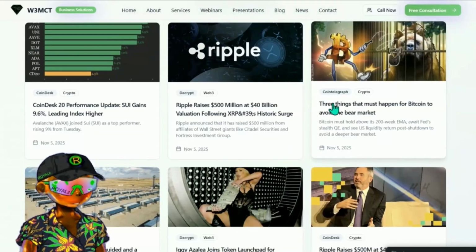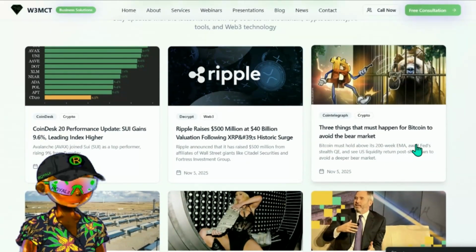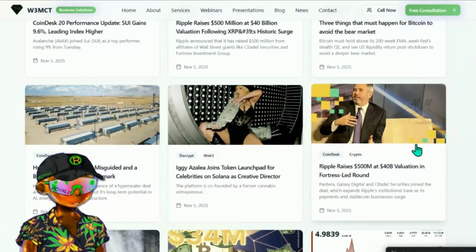Yeah. So let's see. Bitcoin must hold above its 200-week EMA, await Fed stealth QE, quantitative easing, and see if U.S. liquidity returns post-shutdown, to avoid a deeper bear market. Three things that must happen for Bitcoin to avoid this bear market. I don't know. We'll see.